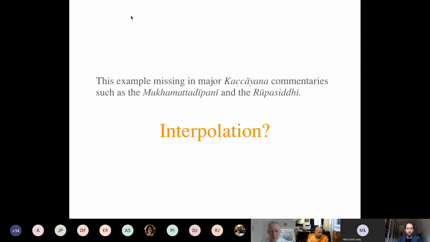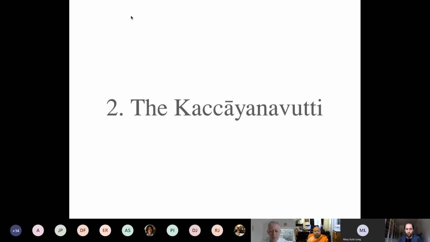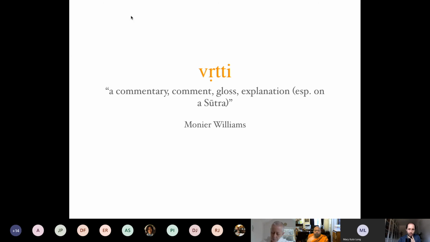Now, are interpolations an anomaly in the Kaccāyana Buddhi? Not at all. That's what we are going to see now in the next section on the Kaccāyana Buddhi proper. When we study the Kaccāyana, we study the Kaccāyana Buddhi as well. These two texts always come together. Now, the title Buddhi in Sanskrit would be Vritti, and Vritti can mean many things. It means rolling on, going on, developing.